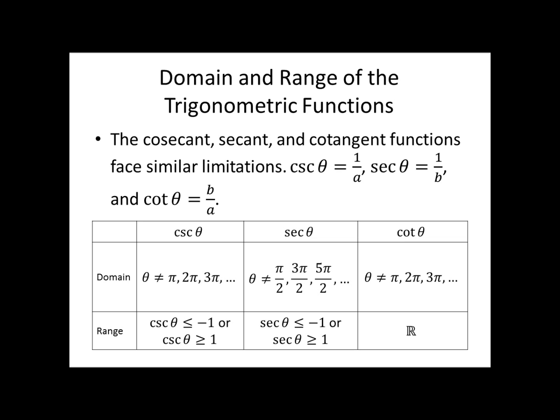Now, cosecant and secant are very limited on their range. It can be less than or equal to negative 1. That means that you can get numbers like negative 2, negative 3, negative 4.5. You can get numbers bigger than 1, 1.1, 1.2, 2, 5, whatever. But you can't get any numbers between 1 and negative 1. The cotangent, a lot like the tangent, we can get any number we want out. So its range is all real numbers.